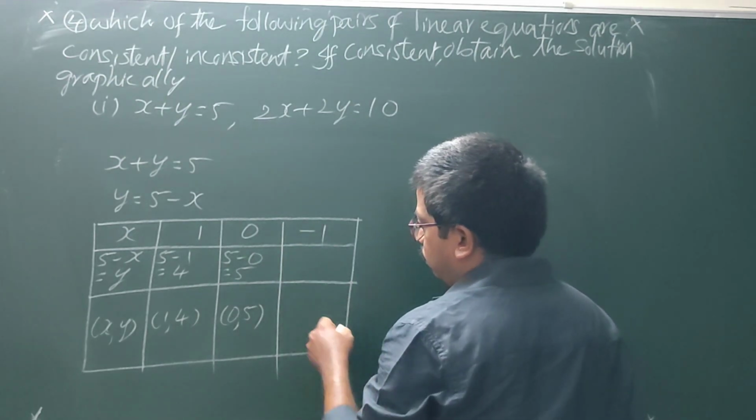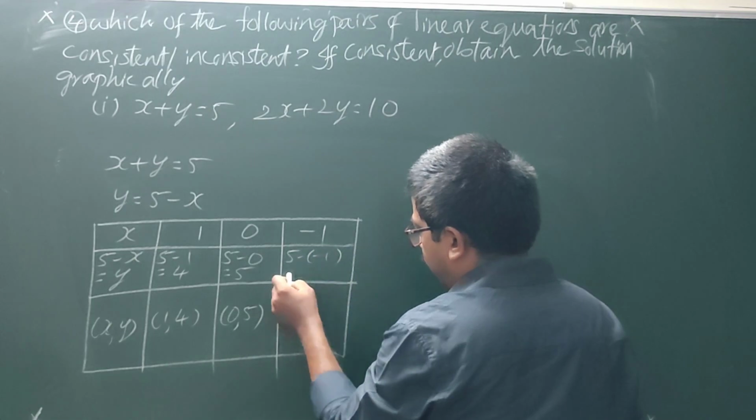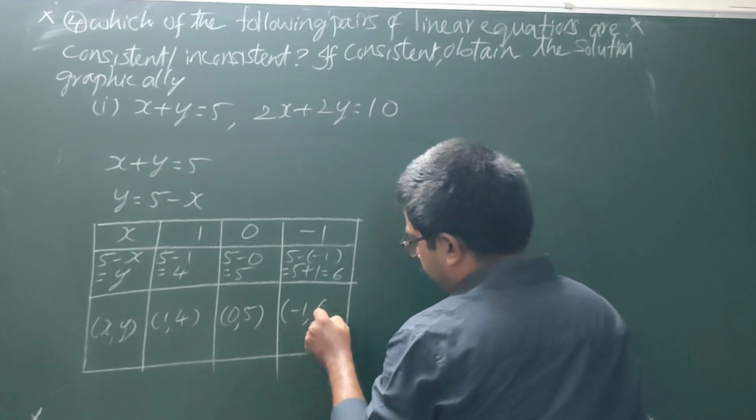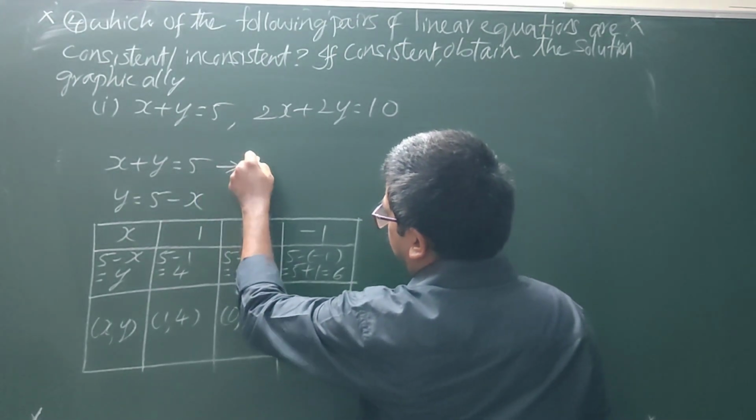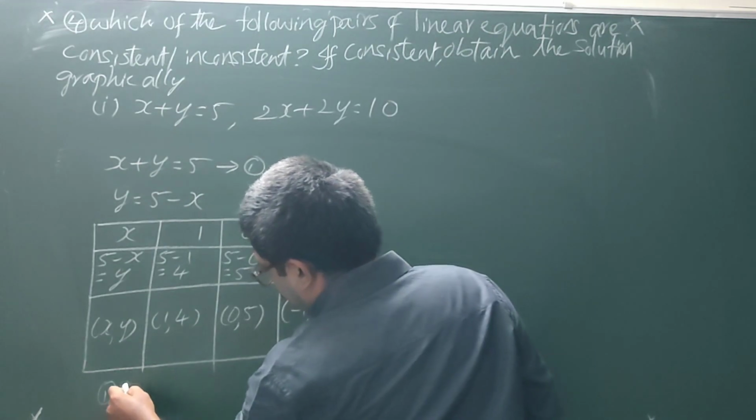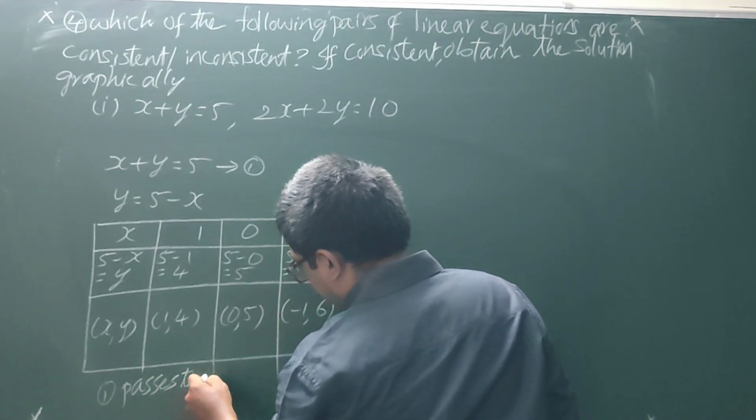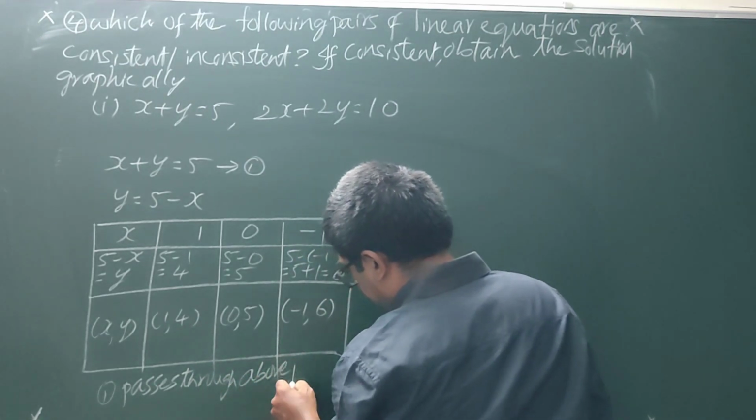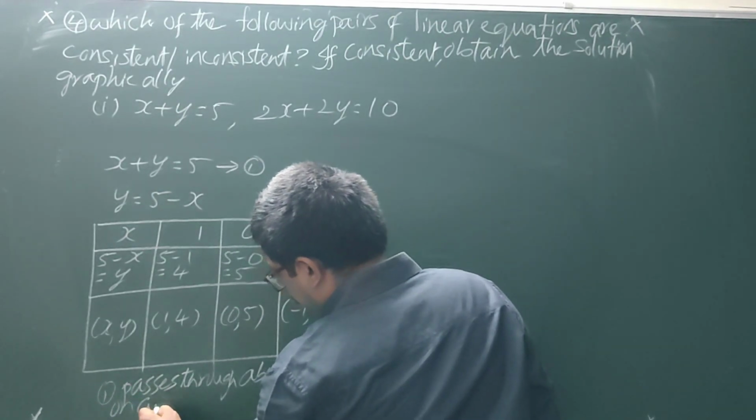Next, minus 1. So 5 minus of minus 1 equal to 5 plus 1 equal to 6. Minus 1 comma 6. So the line passes through the above points on the graph.